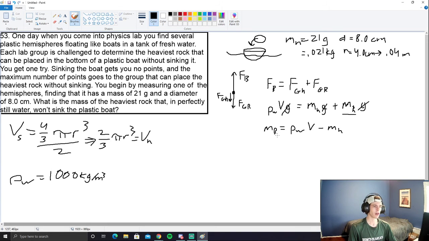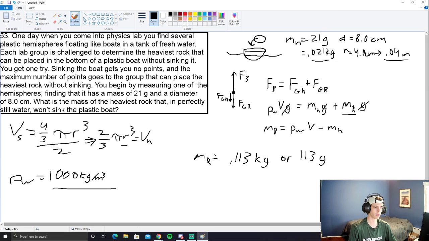So now basically all we need to do is just plug values in because we have the radius up here that we just plug into the volume, and then we can plug in the mass of the hemisphere. So then what we get for the maximum mass of the rock is just 0.113 kilograms, or 113 grams, for the maximum mass of the rock for your hemispherically shaped boat.